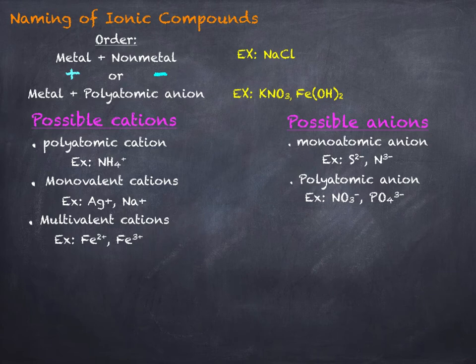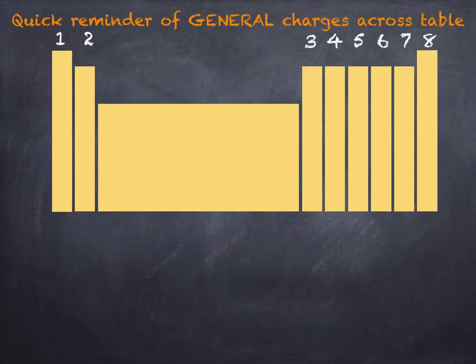These are the possible anions that we can have. They can be monoatomic anions, meaning one single atom, like S with a charge of 2-, nitrogen with a charge of 3-, or they can be polyatomic, made out of multiple atoms, like NO3-, PO4 3-.